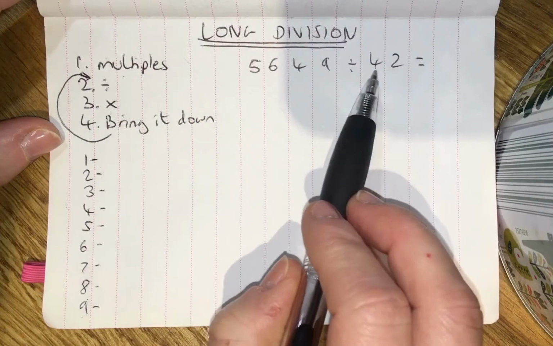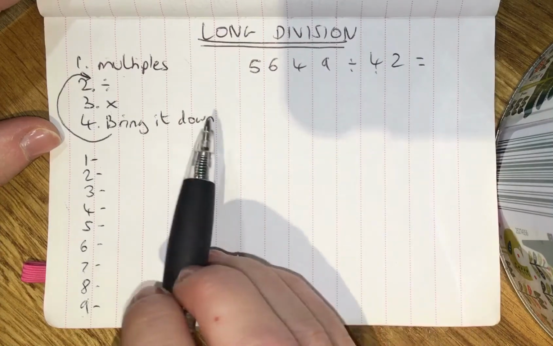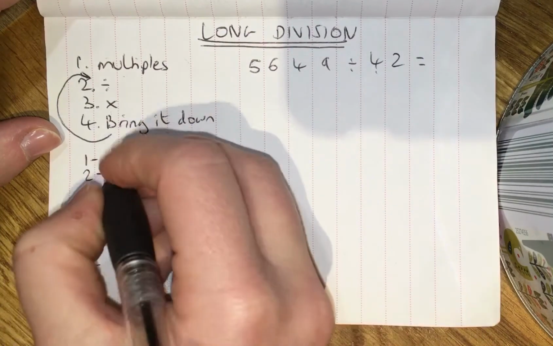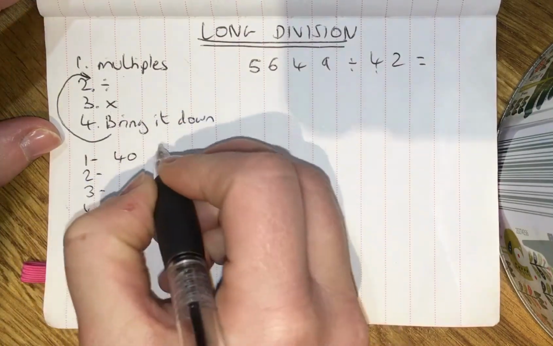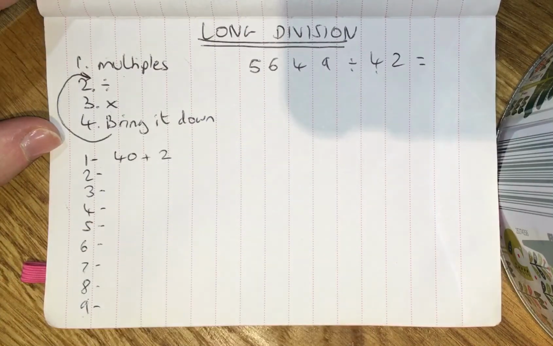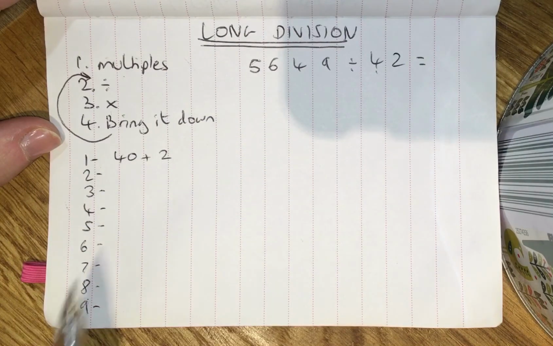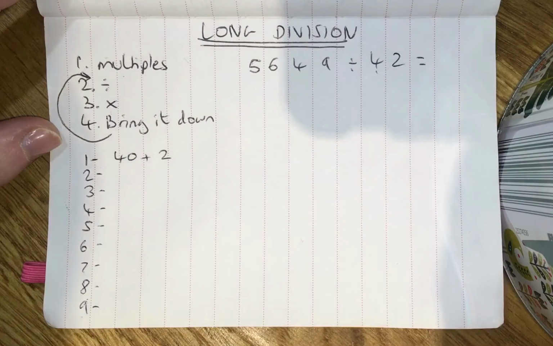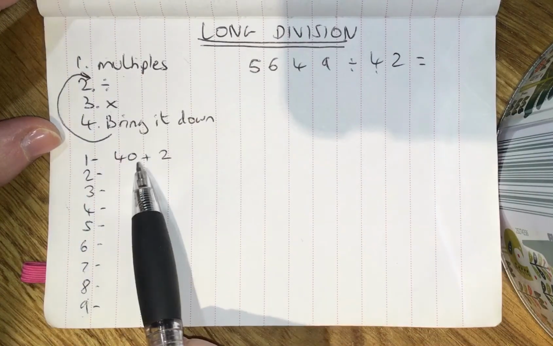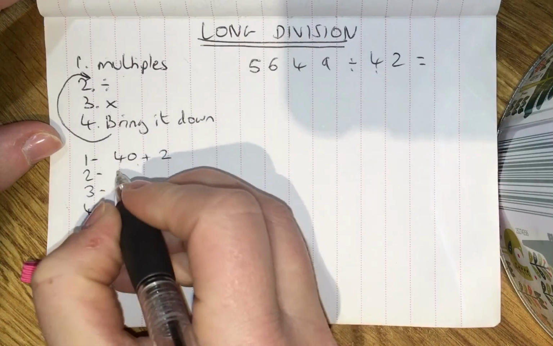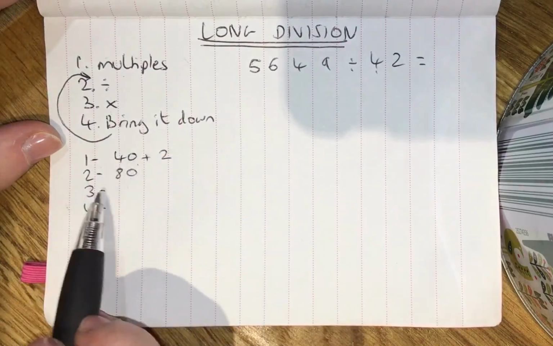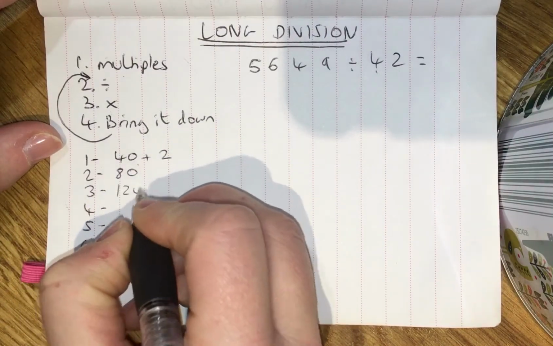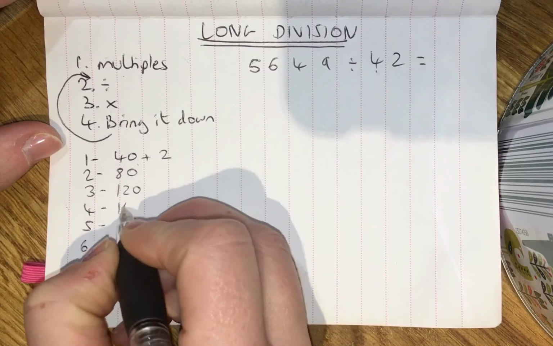So we partition 42 into 10s and 1s. So we've got 40 plus 2. Then what the children do is multiply those by each of these numbers as we go along. So 40 times 2 is 80, 40 times 3 is 120, and so on.